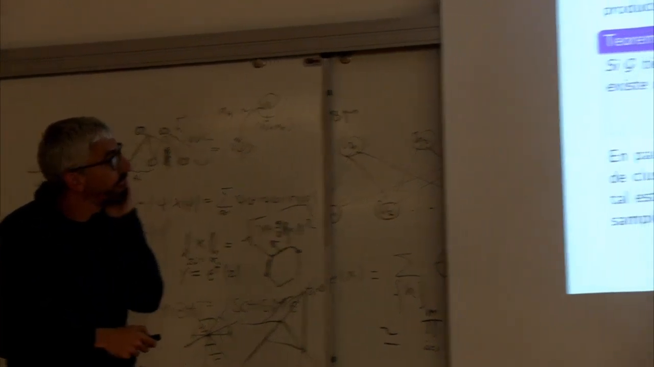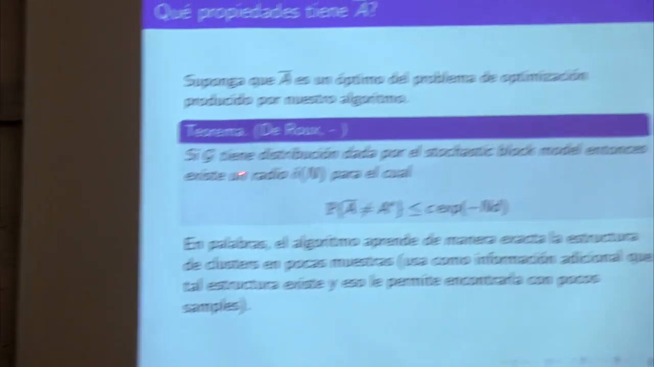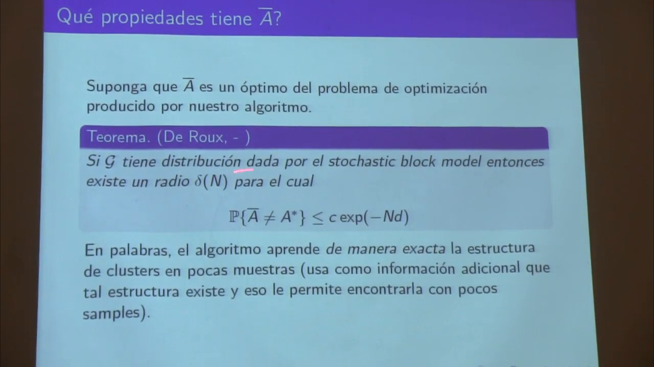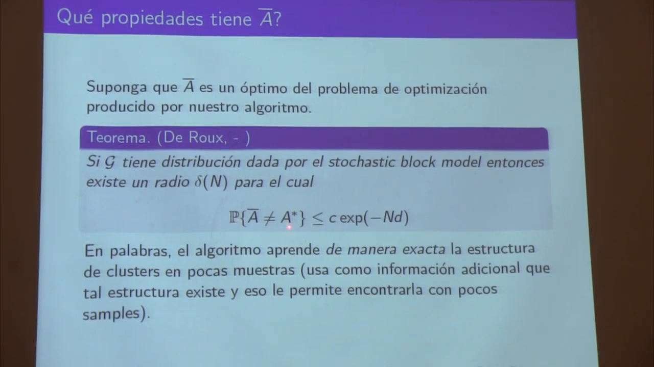Okay, so the theorem that we proved is that when you run this optimization problem, if G comes from a stochastic block model, then there is a radius for which the probability that the estimator you obtain is not exactly the true result decreases exponentially with the number of samples. So not only does the algorithm learn, but it learns exponentially quickly and it makes no mistakes. You have absolute certainty of getting the exact optimum. So the algorithm learns the exact cluster structure in a few samples.